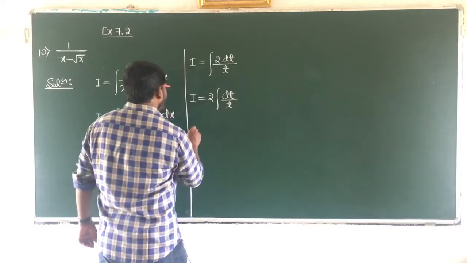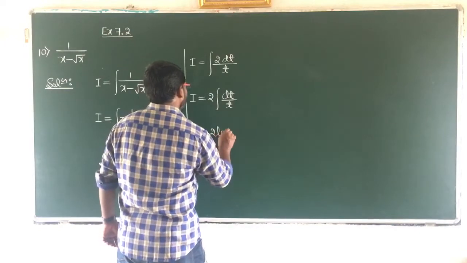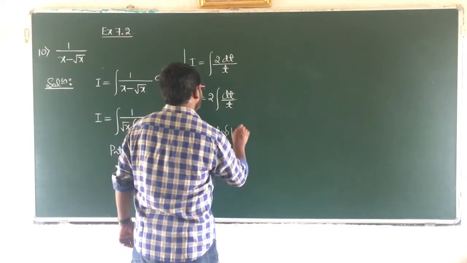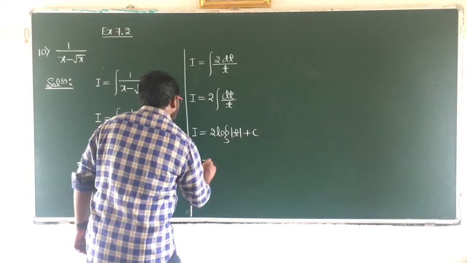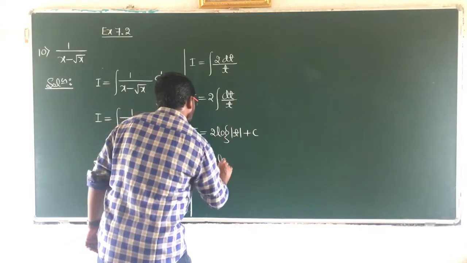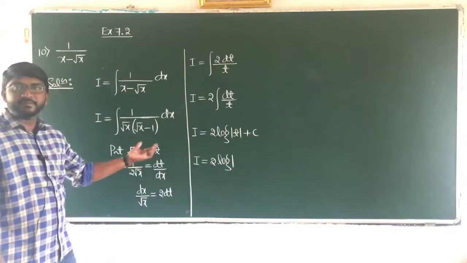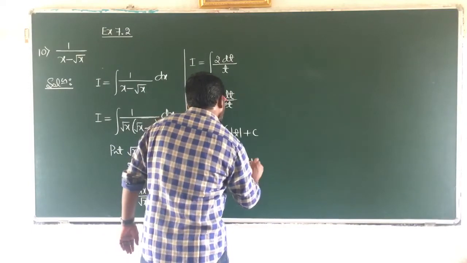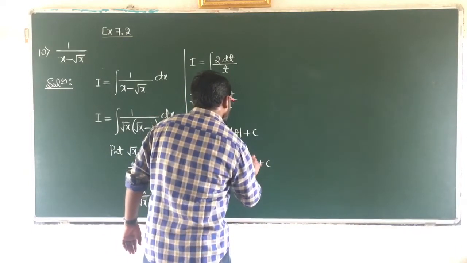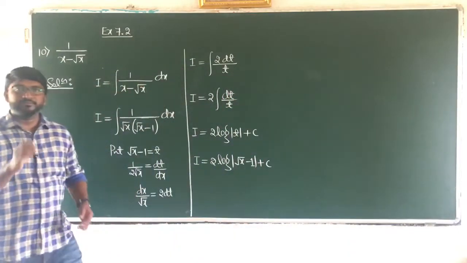So now I is equal to 2 times log mod t plus c. So replace t here. 2 times log mod, what is t? It is root x minus 1. So it is root x minus 1 plus c. So this is the final answer for the 10th problem.